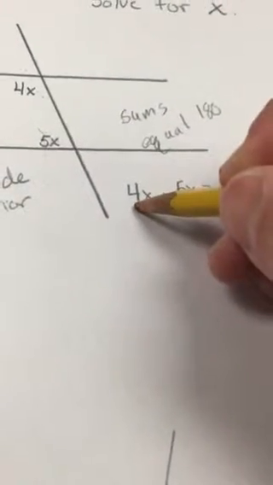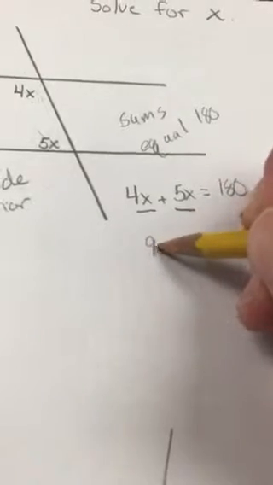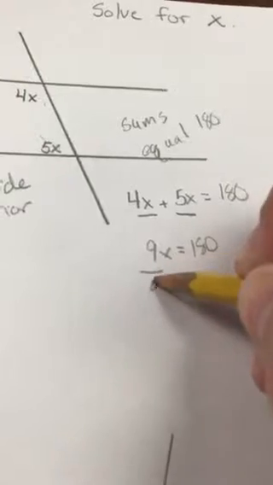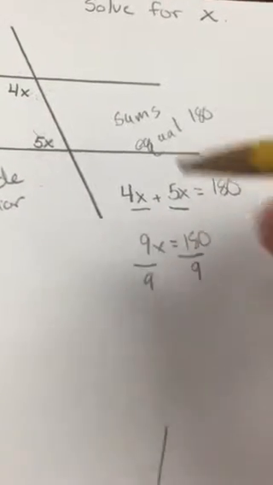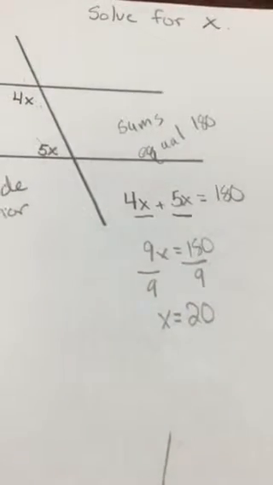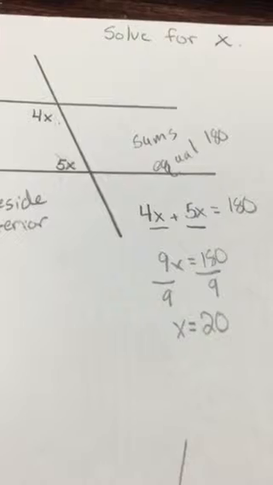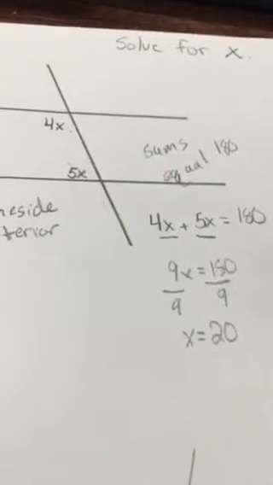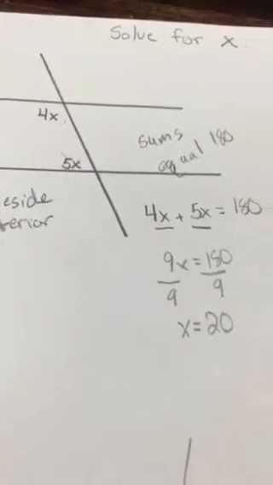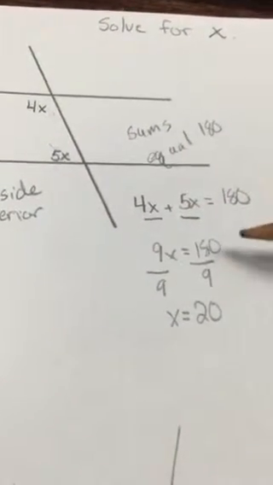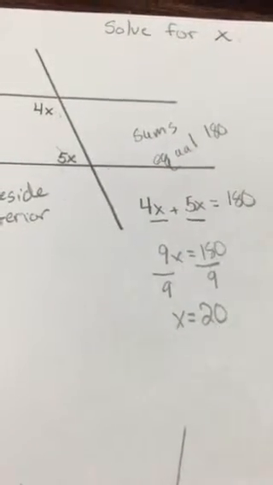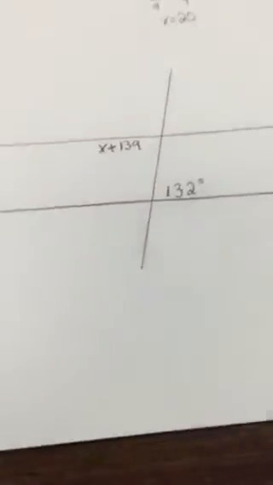From here, solve the equation. 9x equals 180. Divide by 9, and x equals 20. So your answer is x equals 20. This is kind of similar to what we did on Tuesday, where same side interior angles equal 180, solve for x, and you get x equals 20. All right, let's take a look at our next example here.